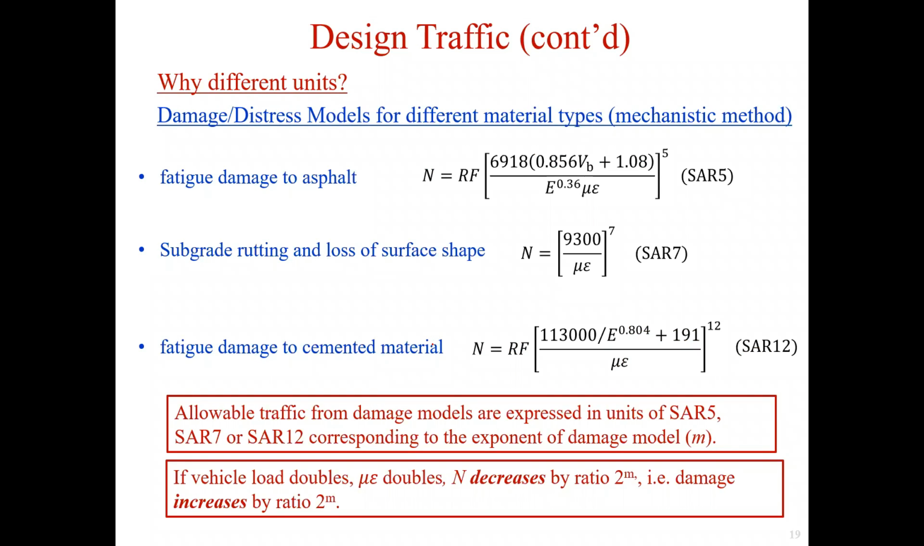The damage and distress models for different material types are shown below. So we have seen these formulas in lecture 7. The allowable traffic from these damage models is expressed in units of SAR5, SAR7, or SAR12, corresponding to this component of damage model M. So if we double the load, then microstrain doubles. Correspondingly, from these damage models, N decreases by the ratio of 2 to the power of M, and damage increases by the ratio 2 to the power of M.